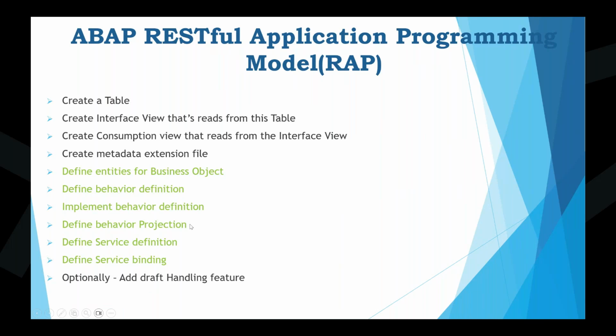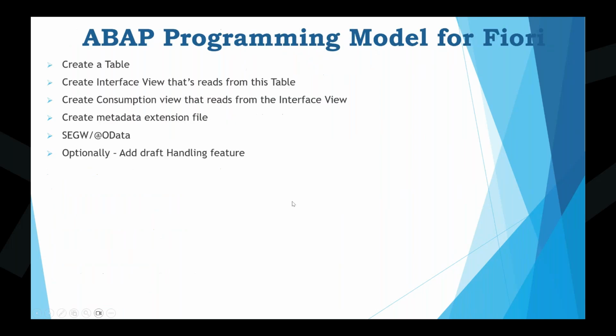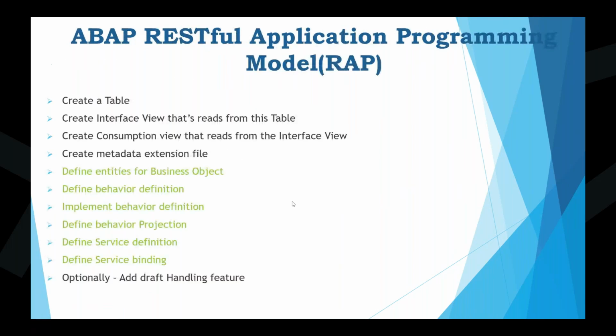Then we define a behavior projection. What we want to project to the Fiori app goes into the behavior projection and the service definition. What we need to expose goes into the service definition, and the service binding will generate an OData URL. So these are the additional features that have come in. Now you can ask me: in the old approach we have fewer tasks, whereas in the new approach we have more tasks. What is the advantage we are getting?